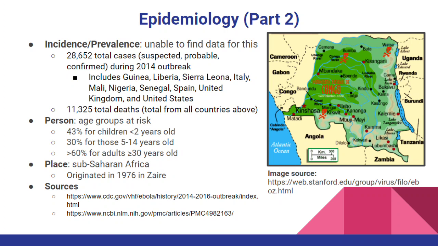Now, I will be talking about the people at risk of Ebola based on age group. Now, 43% of children less than 2 years old were infected, 30% of children between the ages of 5 to 14 were infected, and more than 60% of adults ages 30 and above were infected. So, based on this data, adults were more likely to get Ebola than young children. Now, the place of interest for Ebola is sub-Saharan Africa, and this is because of what I mentioned in the previous slide, in that the first outbreak originated in Zaire in 1976.